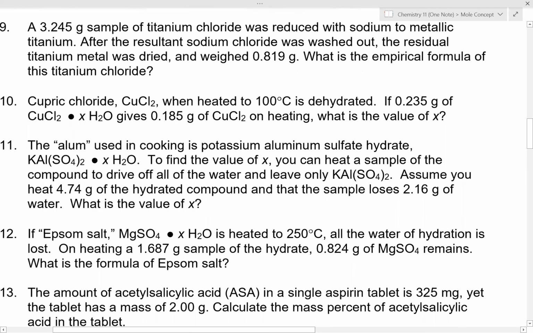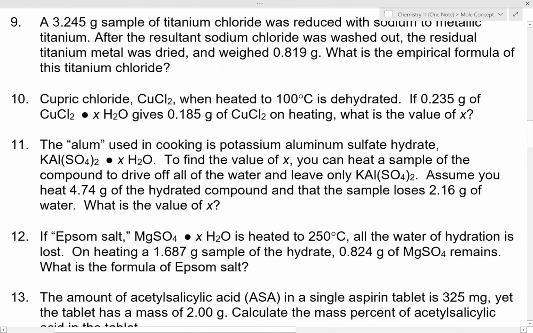Now, the first one I want you to focus on is, let's say, question numbers 10, 11, and 12. So let's say, for example, question number 10. Cupric chloride, CuCl2, when heated to 100 degrees, is dehydrated. Dehydrated means that water is given off. If 0.235 grams of copper 2 chloride·X H2O gives 0.185 grams of CuCl2 on heating, what's the value of X?